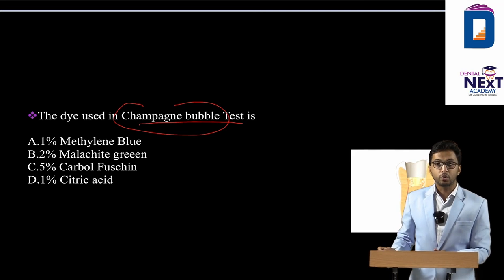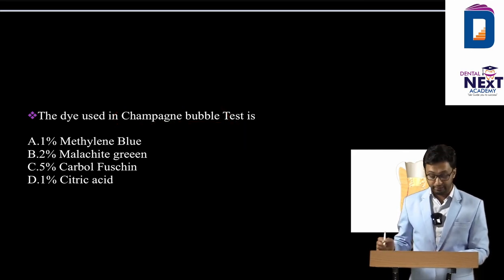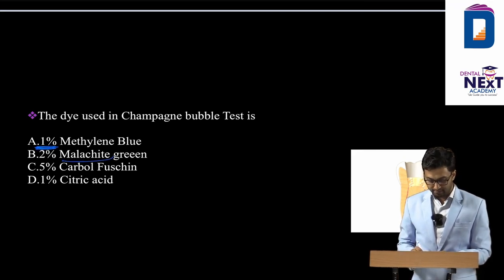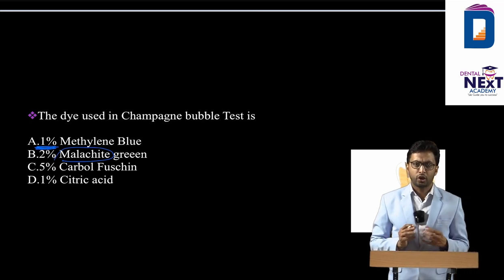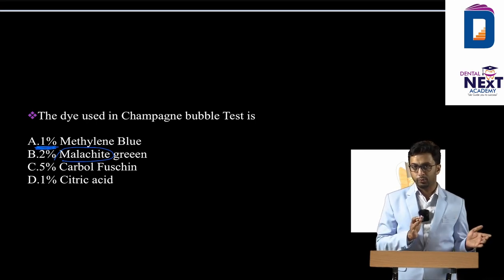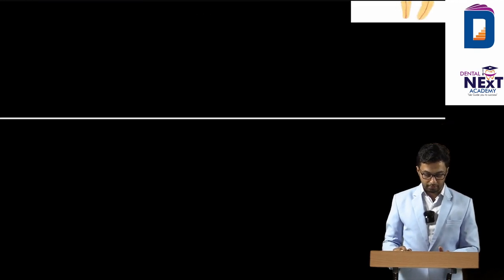So what are the agents you're using? The dye you're using is definitely methylene blue. And how much is the concentration? 1%. They can confuse you by saying malachite. So someone who has not really put a little bit of effort into learning this may confuse malachite or methylene blue in the exam. So make sure you know that it's methylene blue, and it is 1%. It is not 2%, 5%, anything like that. It is 1% methylene blue.